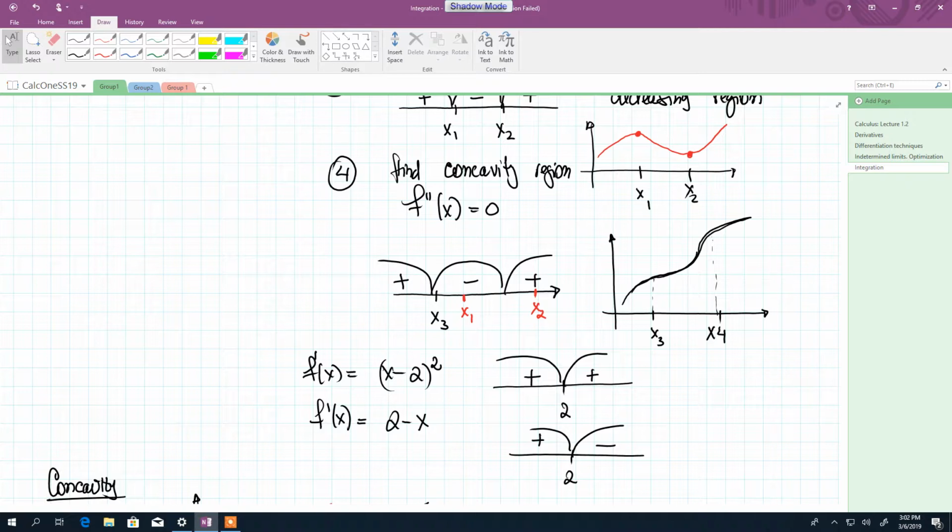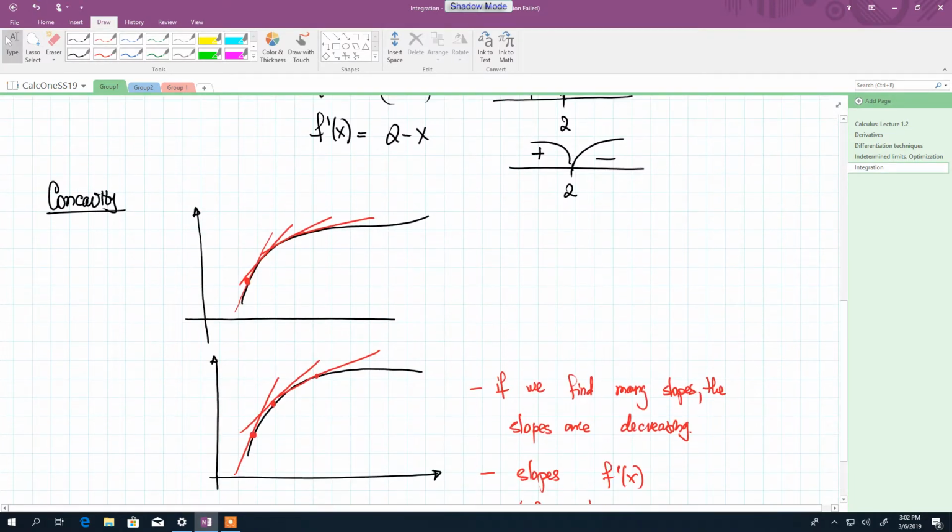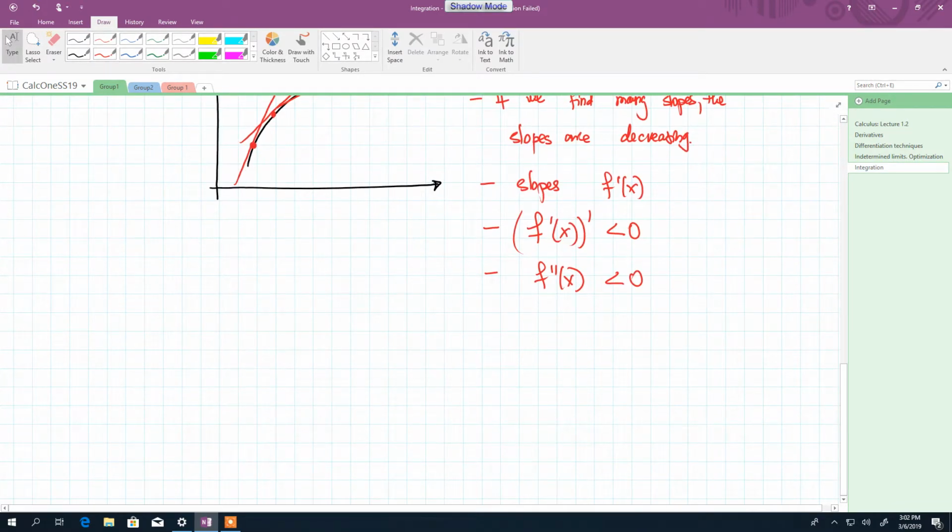x1 is in the downward part, so that is why it reaches its maximum. Here, x3? Okay. Vice versa. The graph is wrong, okay?